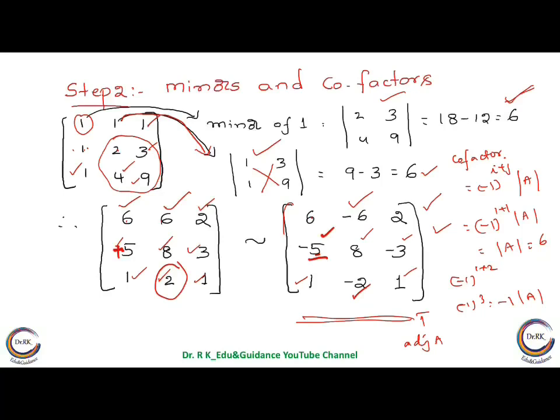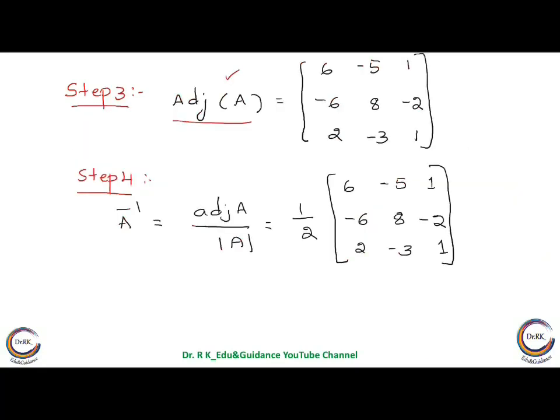That is 6, minus 6, 2 is the first row, right? If we take it as a first column, and minus 5, 8, minus 3 is the second row, if we take it as a second column, like this, right? So the first row became the first column, second row became second column, third row became third column. So this is what we call the adjoint.